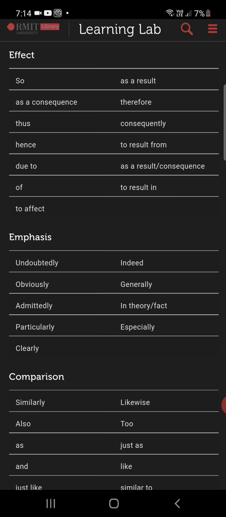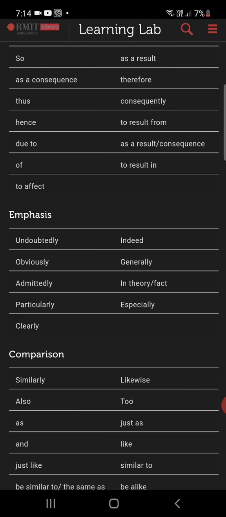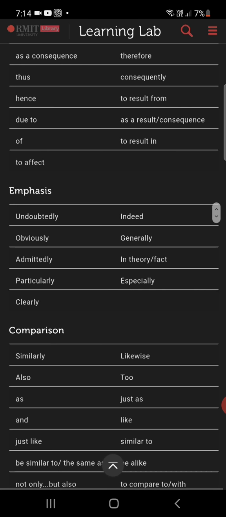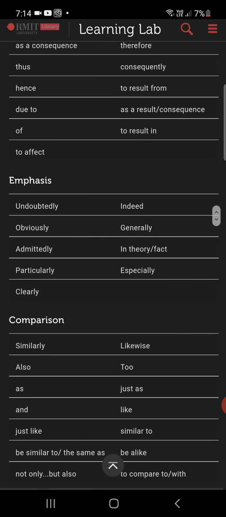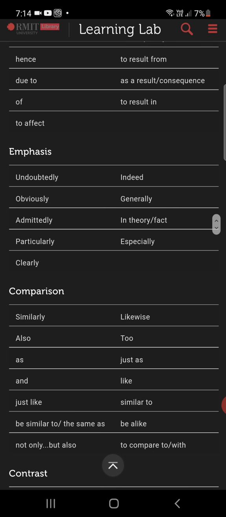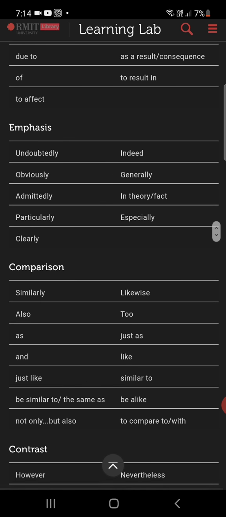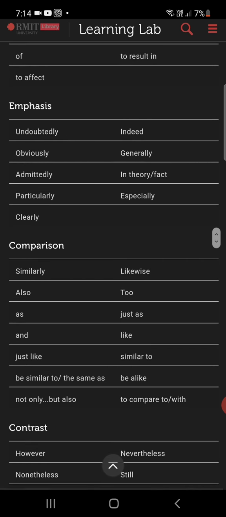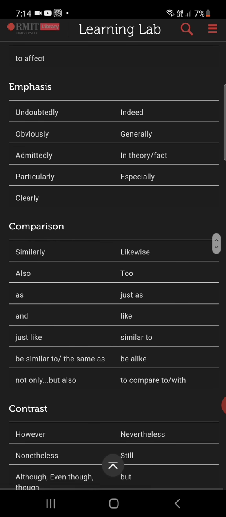I see to result from is due to. I see due to is as a result. I see as a result is consequence. I see consequence is of. I see of is to result in. I see to result in is to affect. I see to affect is emphasize. I see emphasize is undoubtedly. I see undoubtedly is indeed. I see indeed is obviously. I see obviously is generally.